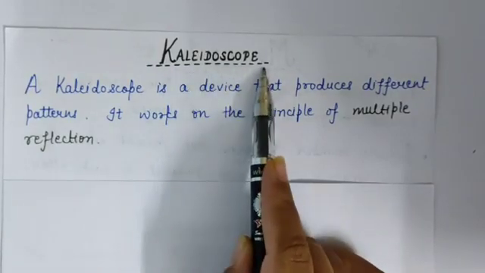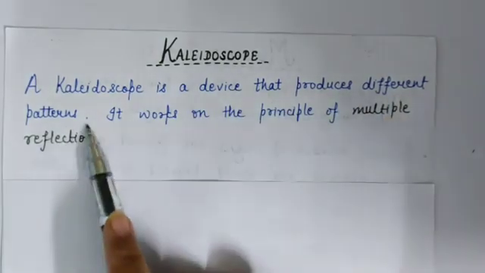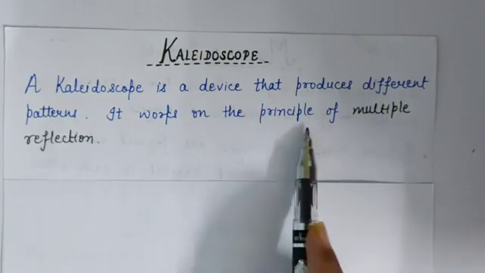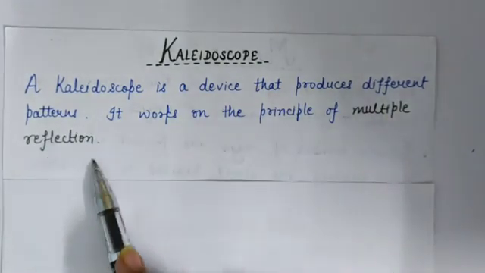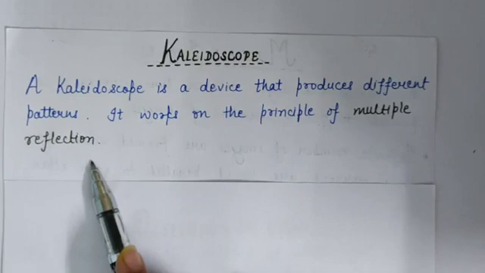Now what is kaleidoscope? A kaleidoscope is a device that produces different patterns. It works on the principle of multiple reflection. It consists of mirrors inclined to each other and forms multiple images of the object in front of the mirrors. There are 3 rectangular mirrors and the mirrors are attached at an angle of 60 degrees, so that they form a triangle.